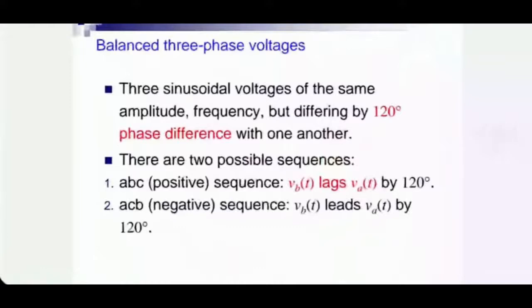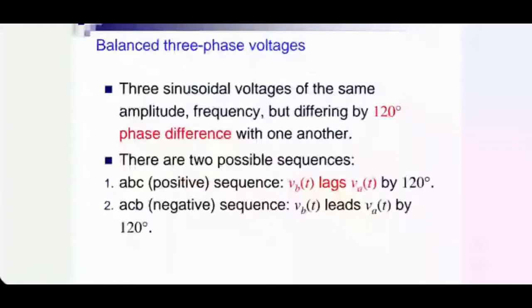Balanced three-phase voltages: three sinusoidal voltages of the same amplitude, same frequency, but differing by 120-degree progressive phase difference. That means one voltage to another is 120-degree phase shift, second voltage to third voltage is another 120 degrees. Now sequences are given two names, positive and negative. Positive means VAN will have 0-degree phase shift, or will be the reference at least. VBN or VB if you want will have minus 120-degree phase shift, and VCN will have minus 240-degree phase shift.